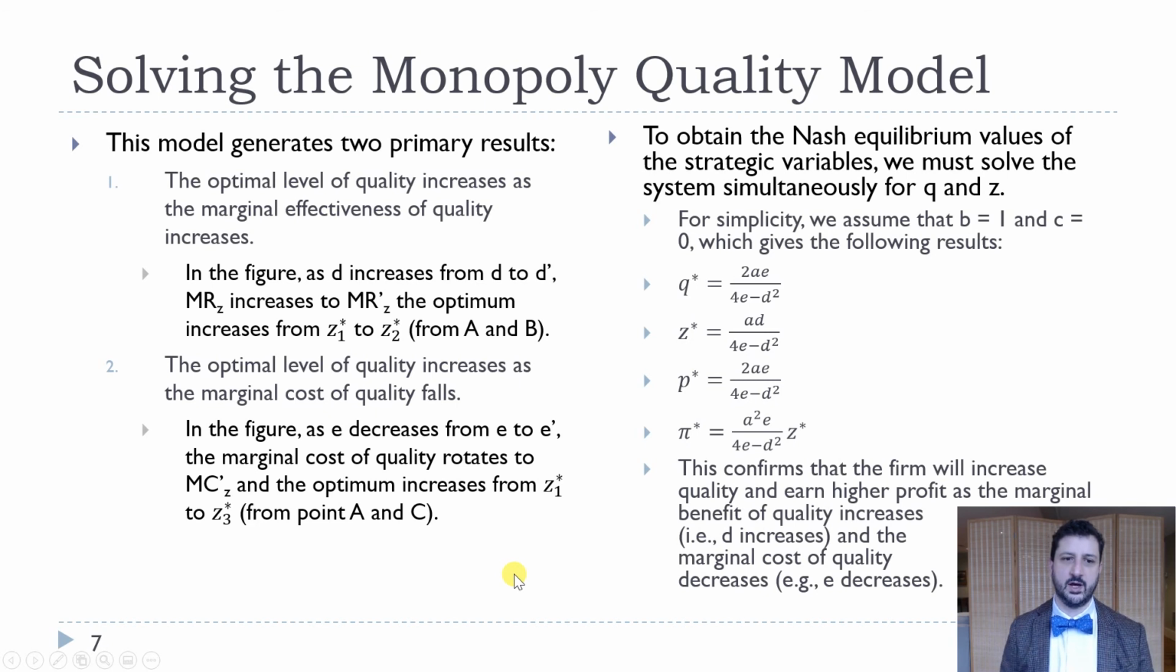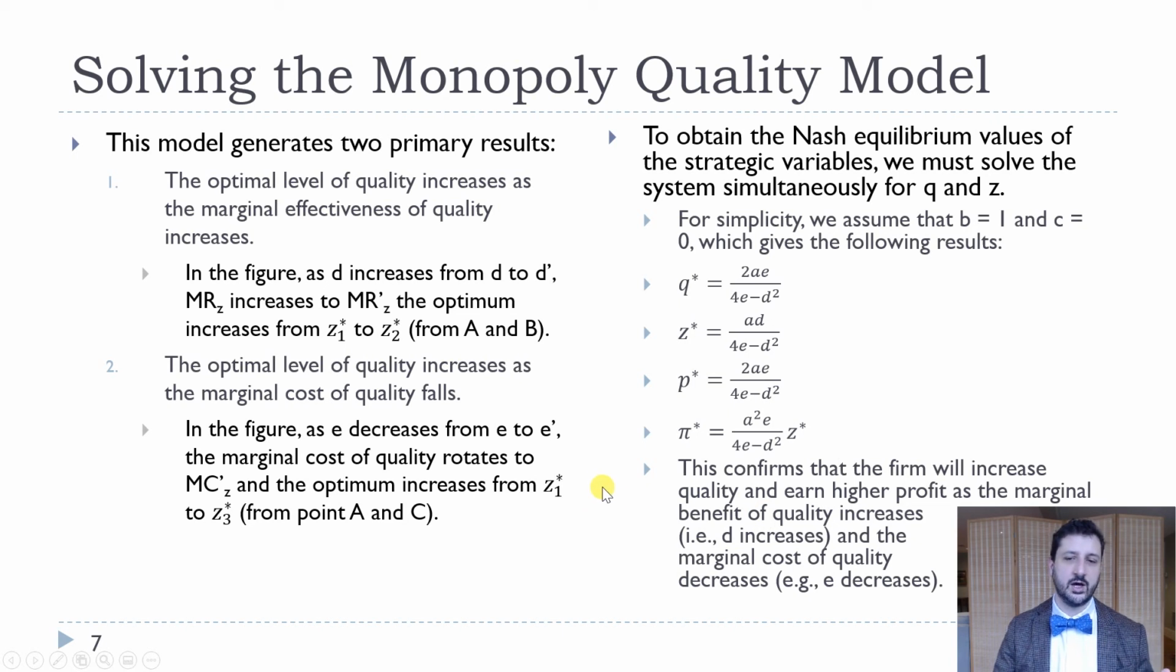So just wrapping up this model, there's basically two results, right? The optimal level of quality increases as the marginal effectiveness of quality increases. That's that taste for quality, D. And it increases as the marginal cost of quality falls. That's the E. And so we solve for the equilibrium here. We're assuming that B equals 1 and C equals 0 just to keep the algebra a little bit more straightforward. And we can see that the firm will increase quality and earn higher profits as the marginal benefit of quality increases, as D increases, and the marginal cost of quality decreases, E. So if E decreases, profits will go up.